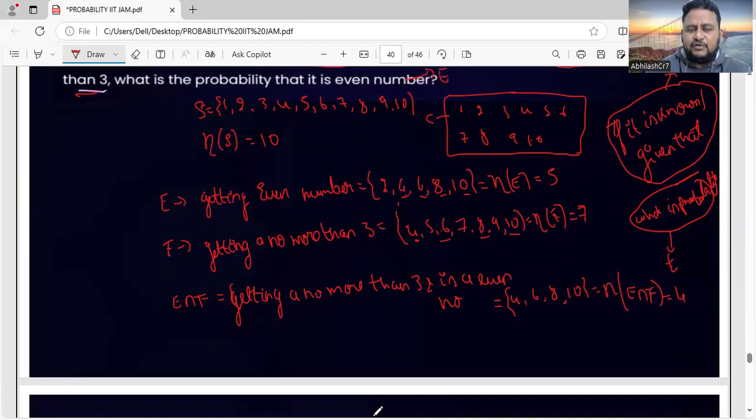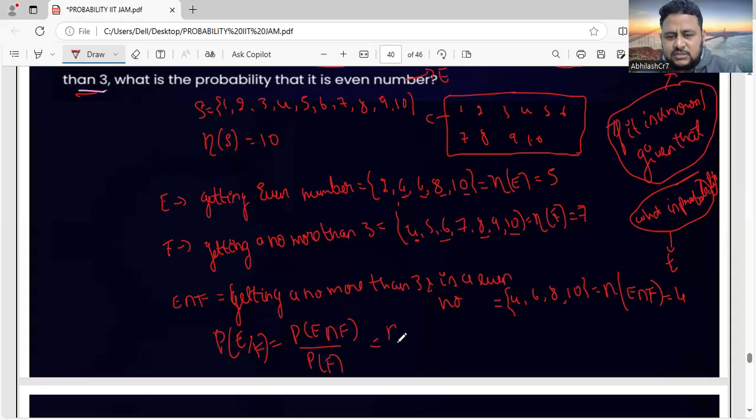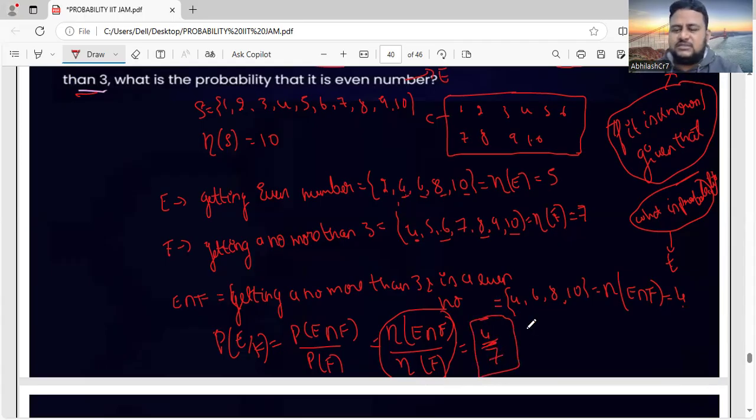Now everything is sorted. We have to find the probability of E with respect to F. For this, we can use the formula P of E intersection F by P of F, that is n of E intersection F divided by n of F. Here we need not use the sample space because we are using this formula. n of E intersection F is 4 and n of F is 7. So the correct answer is 4 by 7.